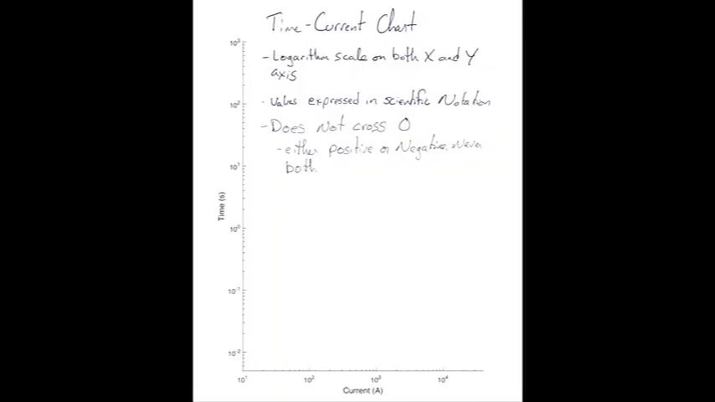So when we set up our axes this way, we're going to put time here. We're going to put current here at the bottom. And this forms a time current chart. And we're going to be using a lot of these for the rest of the class. So some features, we're going to have a logarithm scale on both our x and y axes. You may see values expressed in terms of scientific notation. So if you're rusty on your scientific notation, you might want to go and freshen up.